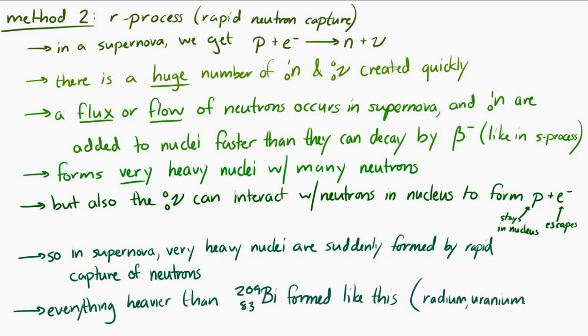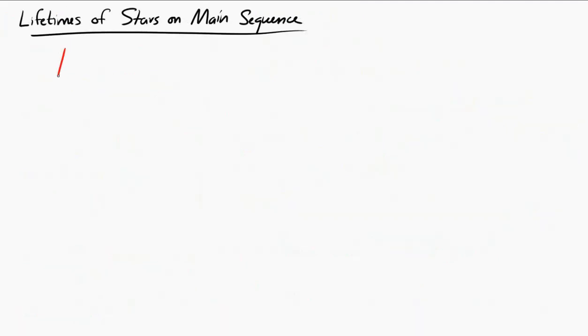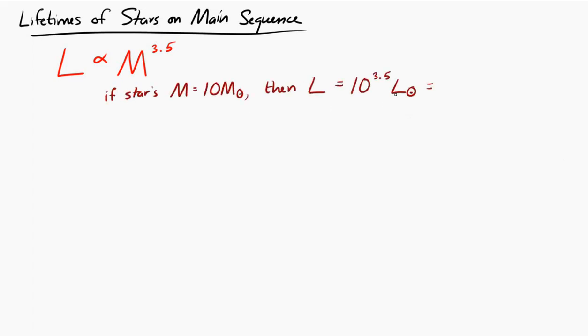Now for a moment, let's go back to the main sequence, and let's talk about the lifetimes of stars while they're on the main sequence. So remember that the luminosity of a star is proportional to its mass to the 3.5 power. So if a star has a mass 10 times greater than the sun, its luminosity is 10 to the 3.5 times greater than the sun, or 3,200 times greater than the luminosity of the sun. Okay, so 10 times the mass means 3,200 times the luminosity.